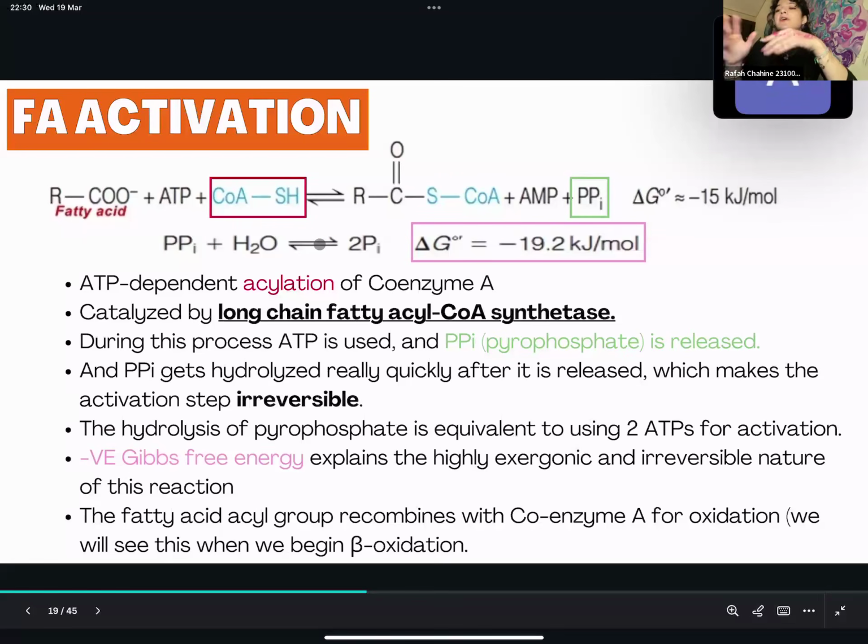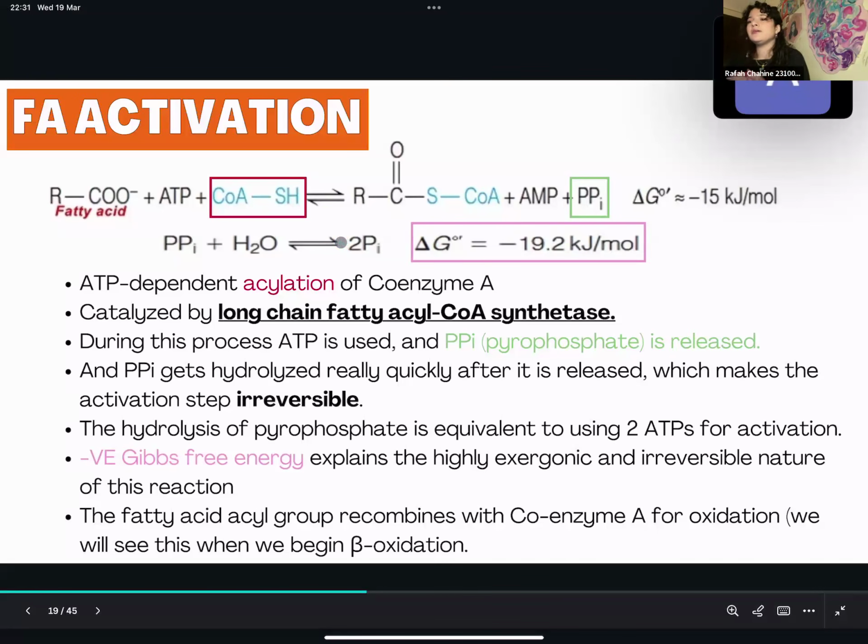So pyrophosphate is a very volatile molecule, okay? Which means that it gets hydrolyzed very, very quickly. When it gets hydrolyzed very quickly, it yields a very, very exergonic reaction. And we know what exergonic means. It means that we are releasing energy at a very insane rate, okay? And this is confirmed by this negative Gibbs free energy. So this is negative. This means that this reaction is highly exergonic, and it makes this entire reaction irreversible.